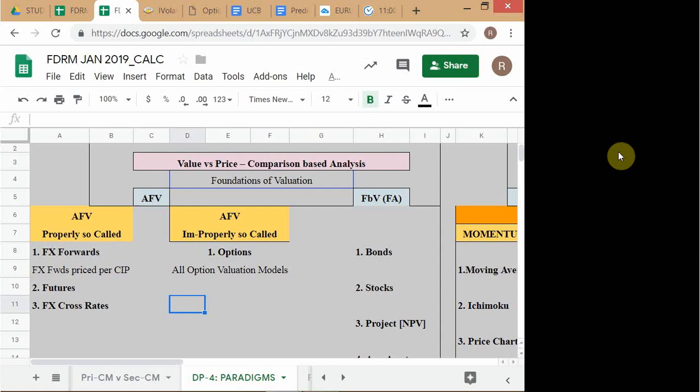Remember, you can also solve it using TA without any reference to value, okay? But if you decided to solve it using value versus price, the first thing you should look at for any kind of situation is, can I apply AFV? Is it possible for me to apply AFV, properly so called, let's call it true AFV? That is the first thing you should check.